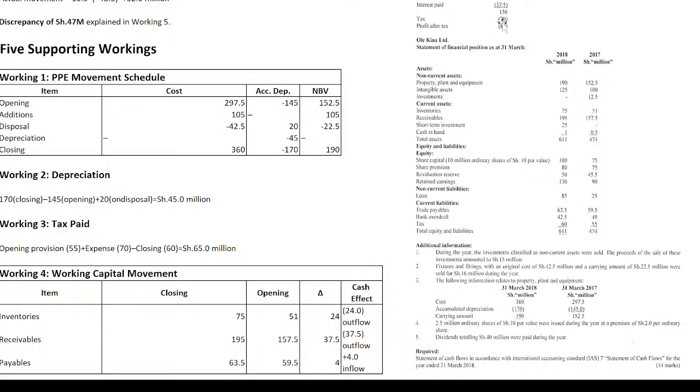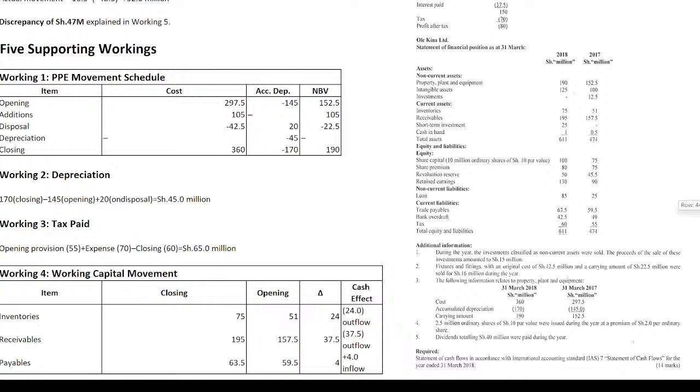As you can see here, it's 70. So you have to add that. Then our closing, which is 60. So we are going to understand that our tax paid will be 65. So that is the one that we are going to utilize, as well as 45, which was our new depreciation, as well as the net book values.